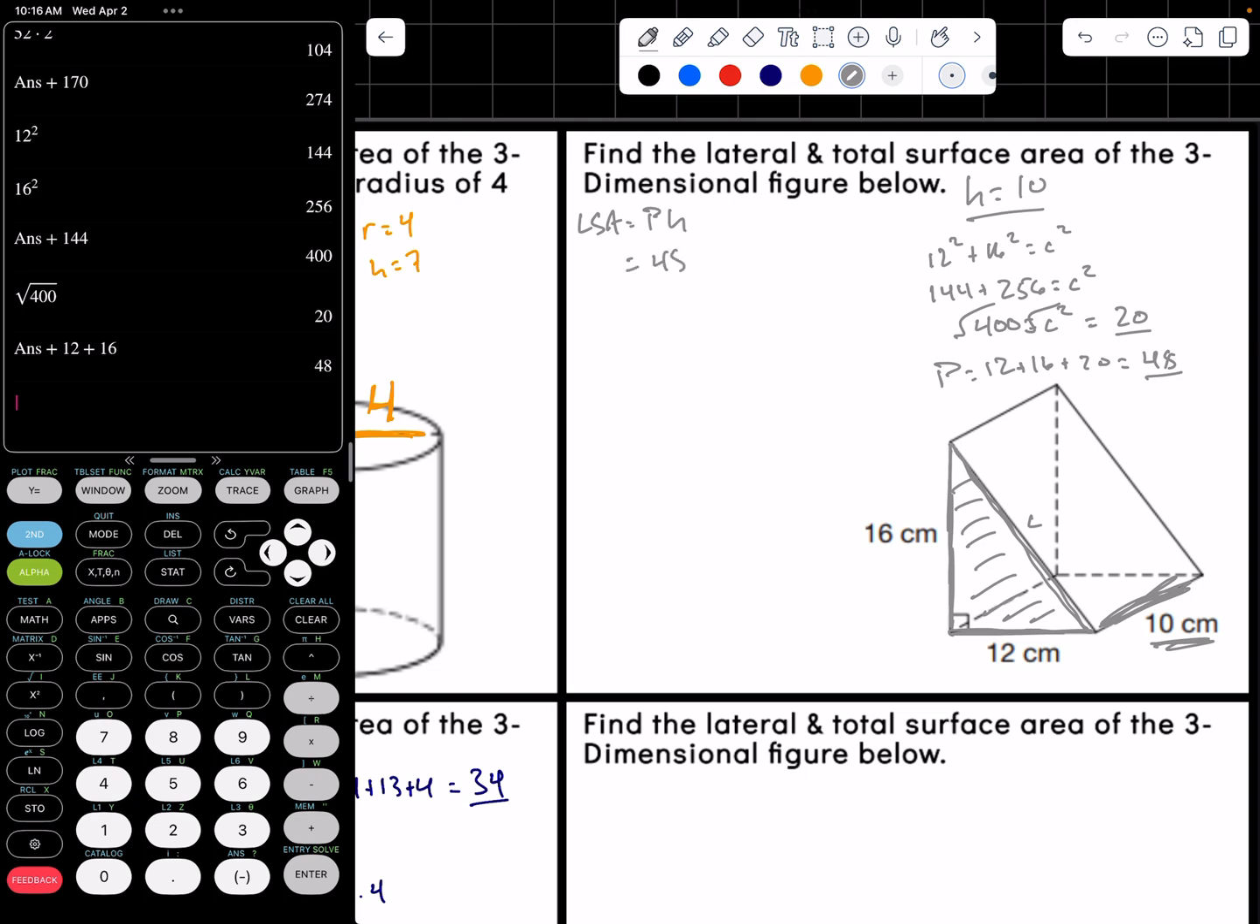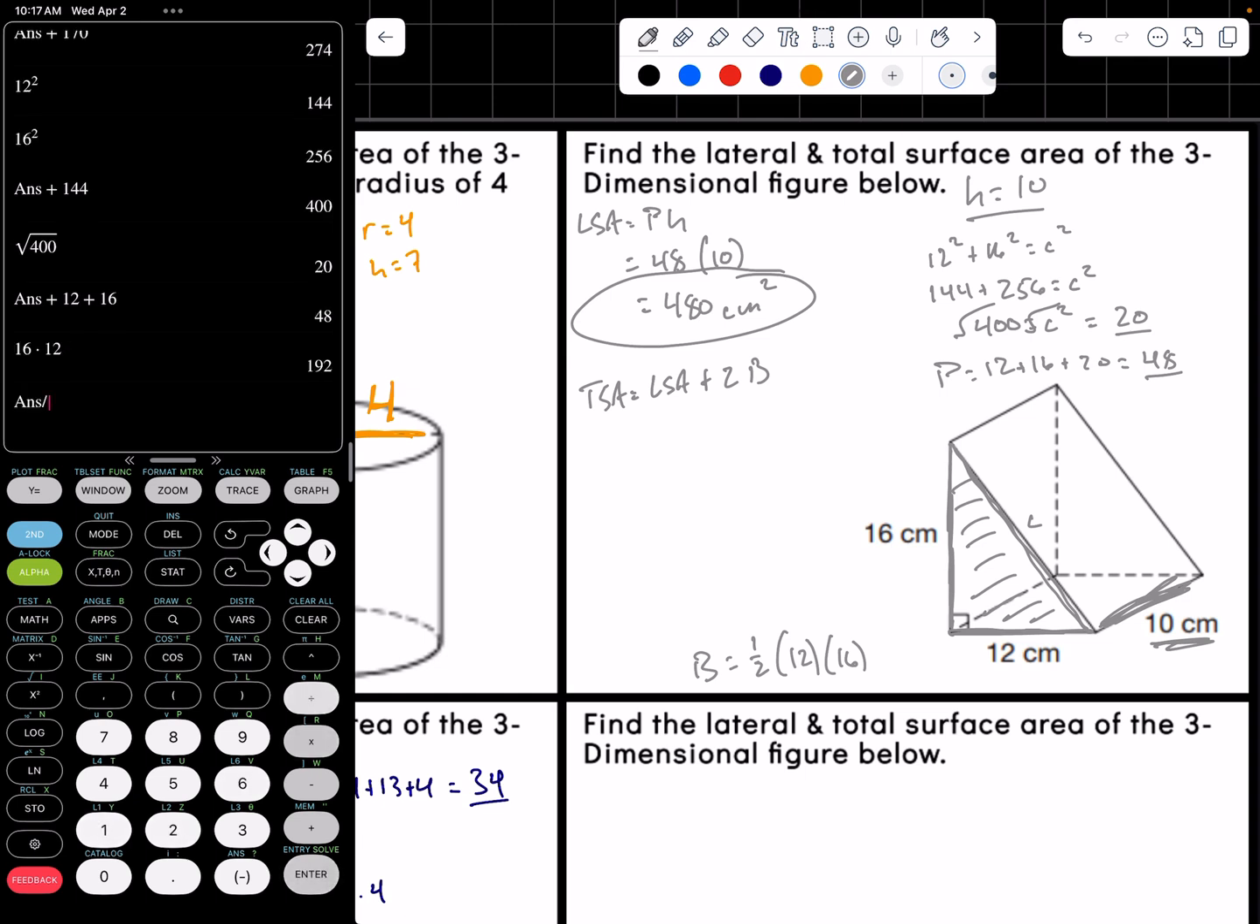So for my lateral surface area, I need to multiply my perimeter times my height. I take my perimeter, which is 48 in this case, multiply it by my height, which is 10. So I get 480 centimeters squared. Total surface area is I take my lateral surface area and then I add that to my area of my base times 2. And then the area of my base here is going to be 1/2 times 12 times 16. So that is going to be 16 times 12 divided by 2, 96.